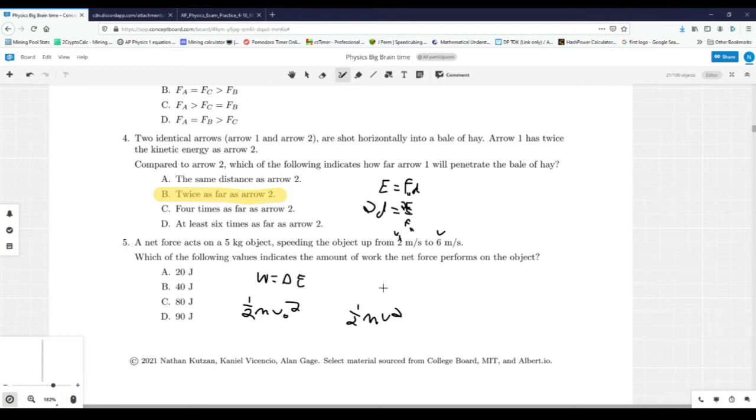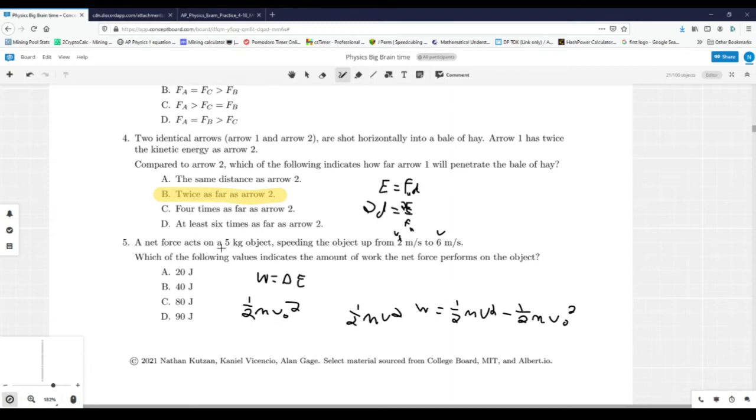You're just gonna subtract the final from the initial. Exactly. We would just take initial... No, it's final minus initial. Always remember that. 1/2 mv squared minus 1/2 mv naught squared is going to be equal to change in energy, which is the same as work, right?